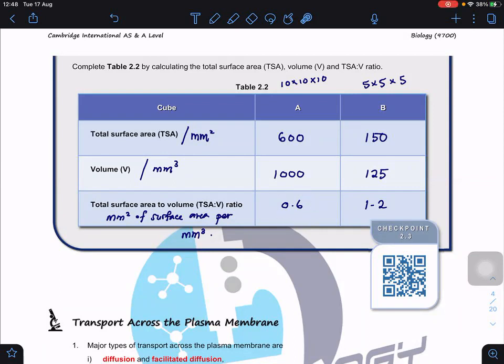What is the meaning of 0.6? If you say 0.6 per mm, I don't know what you mean. What does 0.6 per length mean? The unit here is millimeter square of surface area per millimeter cube, because this one has 0.6 exposed. How much exposed? 0.6 millimeter square for 1 millimeter cube of volume, compared to B, 1.2 millimeter square of surface area exposed per millimeter cube. So now you know that this one is exposed more, right?